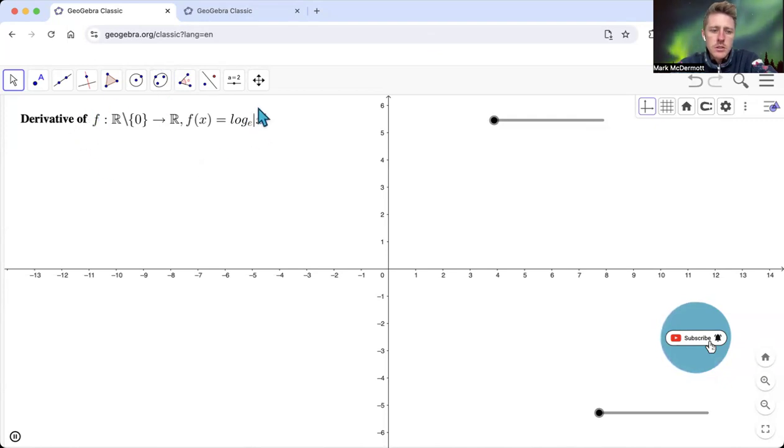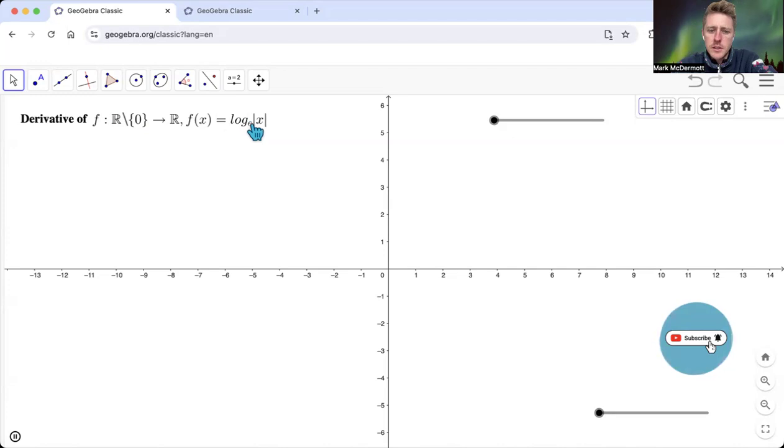Let's just break down some of this notation here. It's basically saying it's a function. So f is a function. The domain is all real numbers, not including zero. And the codomain is all real numbers. Don't worry too much about the codomain. It's always pretty much real numbers. And f of x equals log base e of modulus of x. If you're not sure what a real number is, I'll put a link down below to go watch a video about that. So let's jump into it.